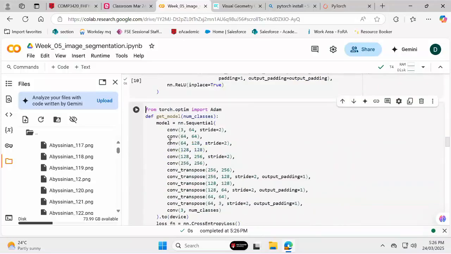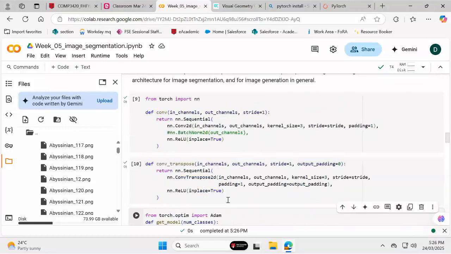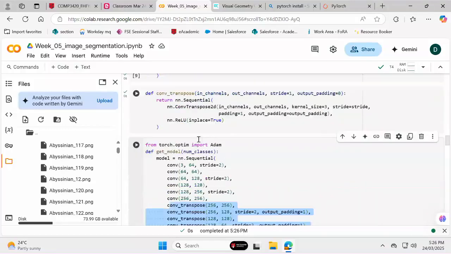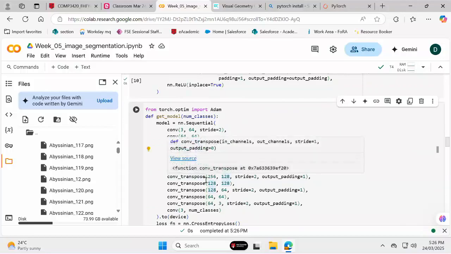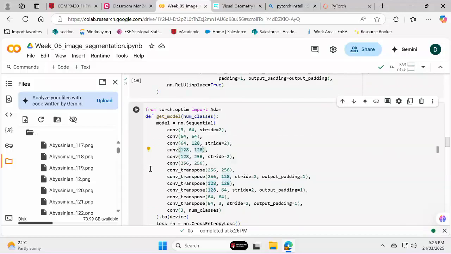And then get model is a sequence of convolutions, which is our definition of convolution from here, and then transpose convolutions, as defined here. If you look at the way it's defined, it's trying to make clear that the transpose convolution is undoing the size of the mirror convolution. So 256, 256, and then 256, 128, which is this one here, 128, 128, 128, 64, 64, 64, and so on. And when there was a stride 2, it's stride 2 here as well, in the mirror image.